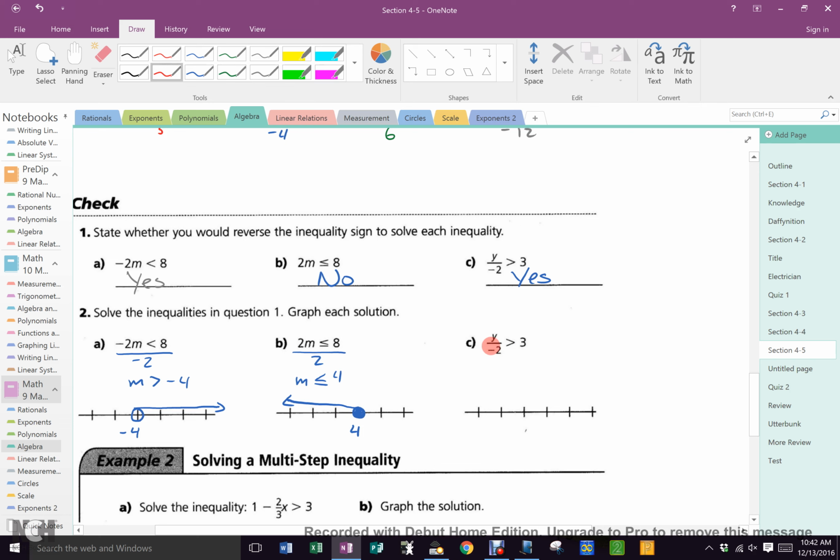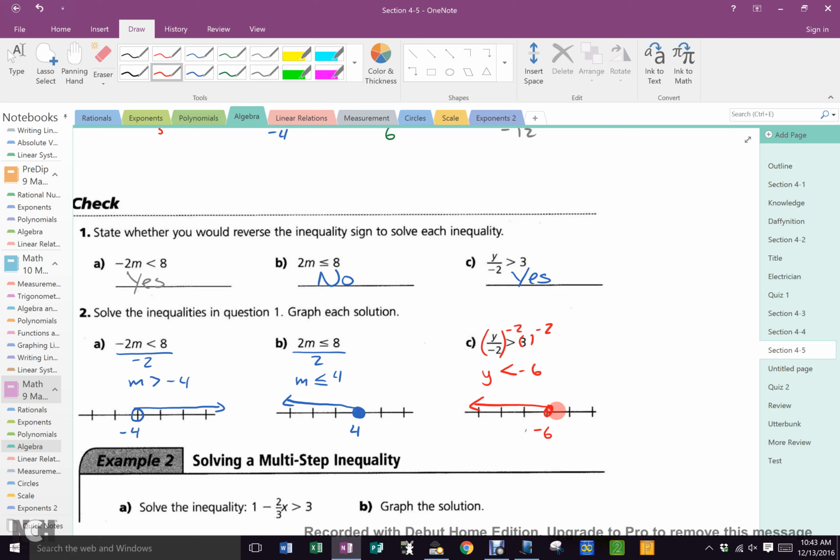Would anyone like to volunteer? Multiply by -2. As soon as I multiply by a negative, what do I do with the sign? Switch it. -6. Follow the arrow because letters first. Do I color this dot in? Why? Because it's not equal. Can everybody do one step?